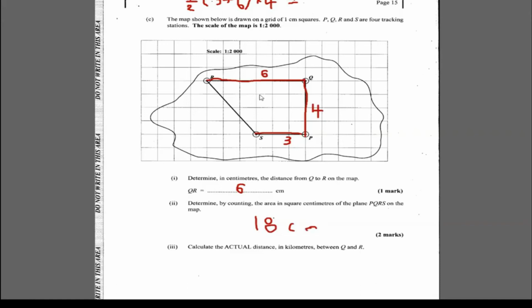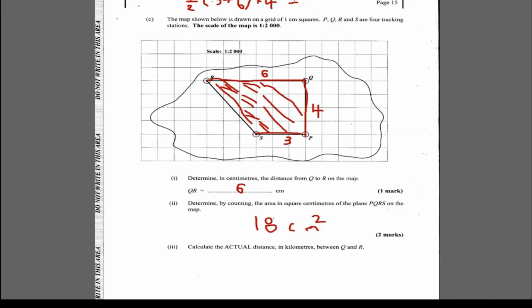Now, of course, you could count it and get it. All of this side is 1, 2, 3, 4, 5, 6, 7, 8, 9, 10, 11, 12, 13, 14, 15, 16, and then 17, and then these pieces together make up the 18. So you could get it by counting, of course, but it's 18 centimeters square.